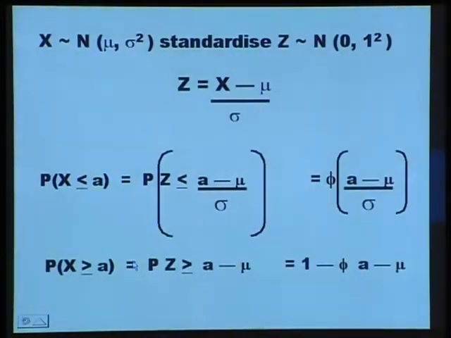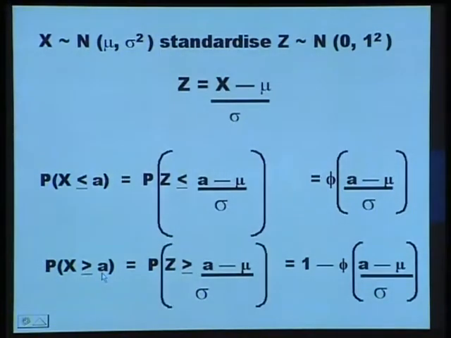Suppose that we have probability x greater or equal to a, then after standardization this becomes z greater or equal to a minus mu divided by sigma, and since we have greater than or equal to, it becomes 1 minus phi. The phi can be evaluated from the standard normal table.